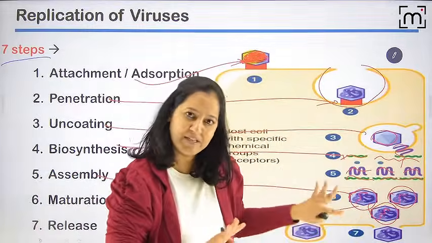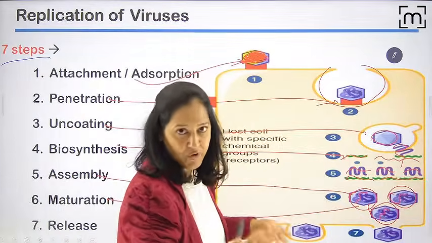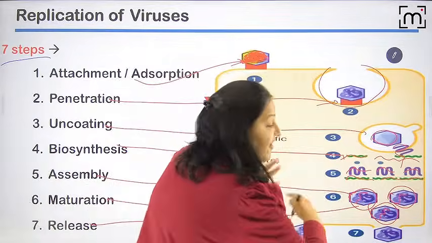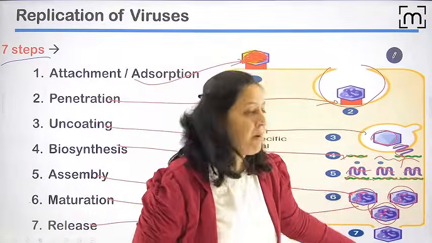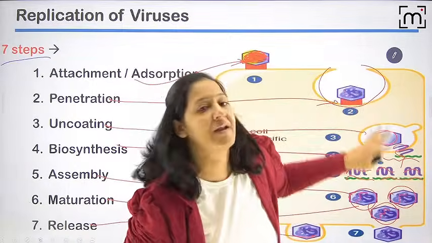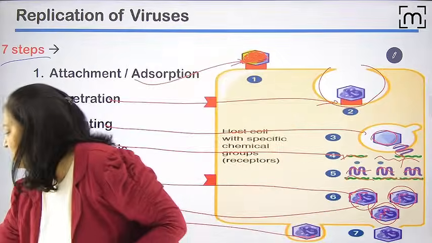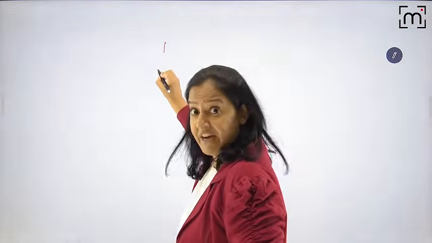The next is maturation. They will mature here for a few hours, for a few days. And after that, they will rupture the host cell and come out. The host cell is gone. And this is how virus causes disease in humans. So tell me the 7 steps. What are the 7 steps? I will show you a video after that.